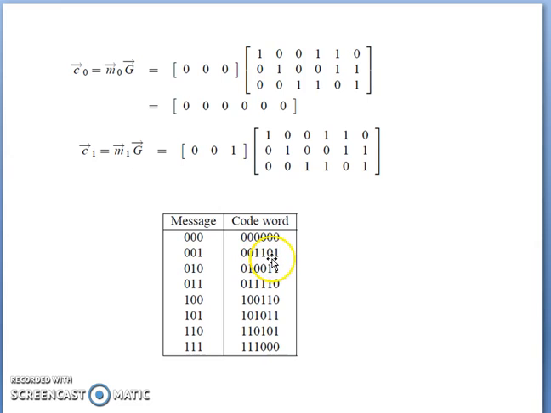Now for the fifth and sixth digits, the same procedure is followed for all such messages, and you can find the code words, which are as shown in this column. So this is a very simple procedure to find the code words. Up till now, the operation of the transmitter is over. Now let us move to the operation done by the receiver.